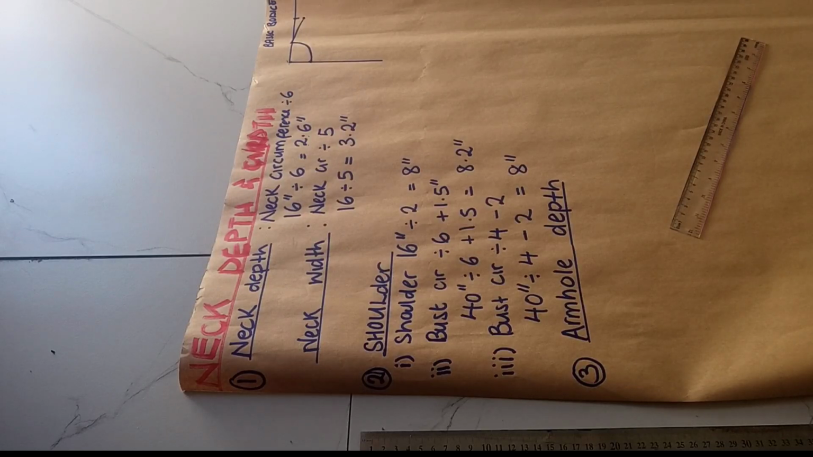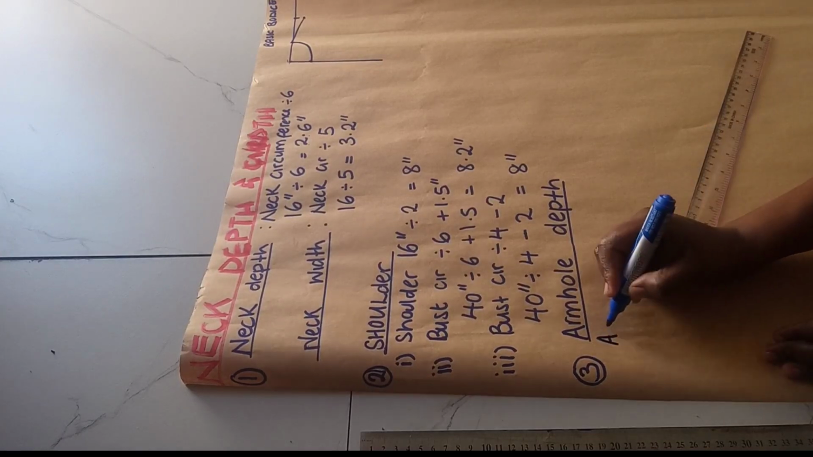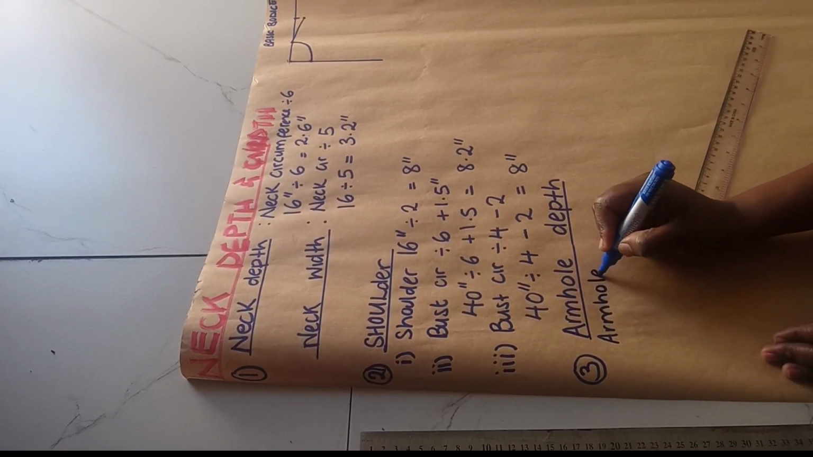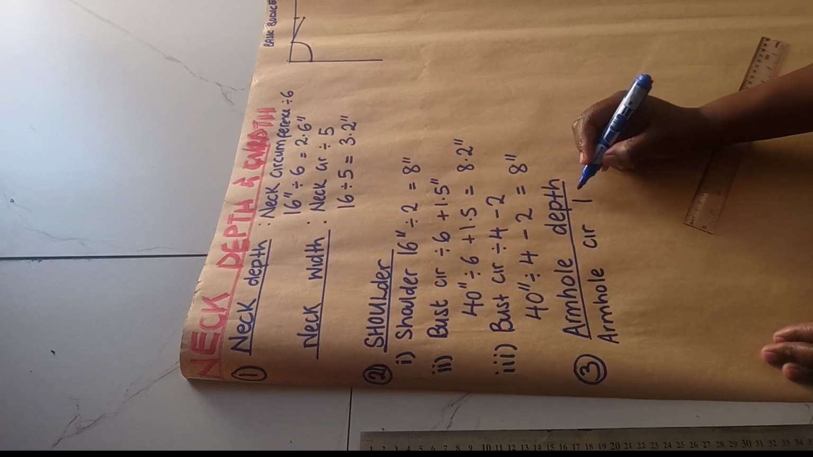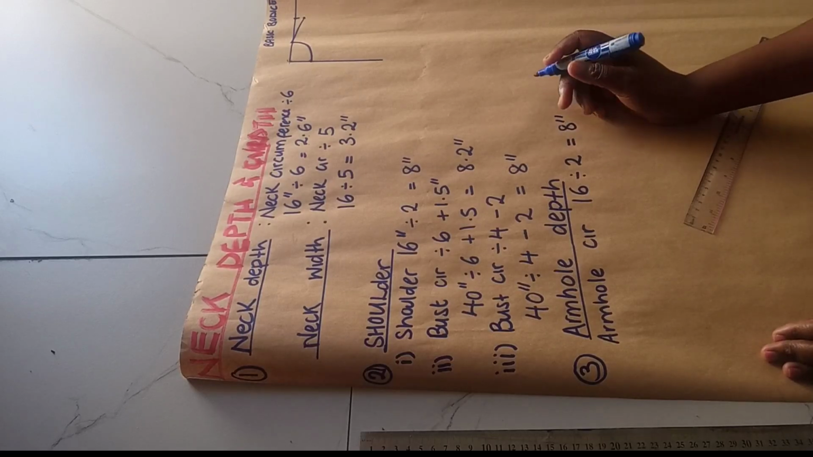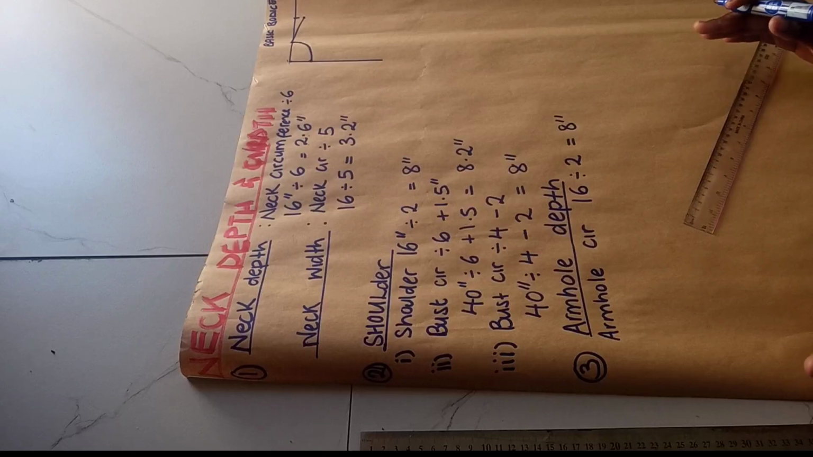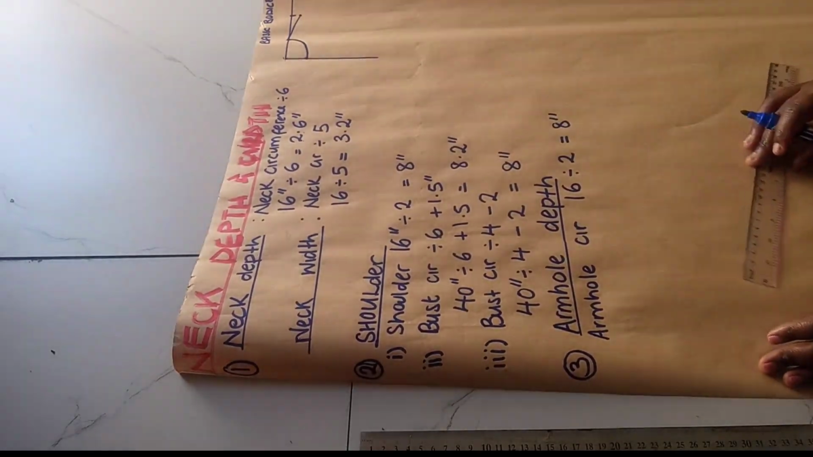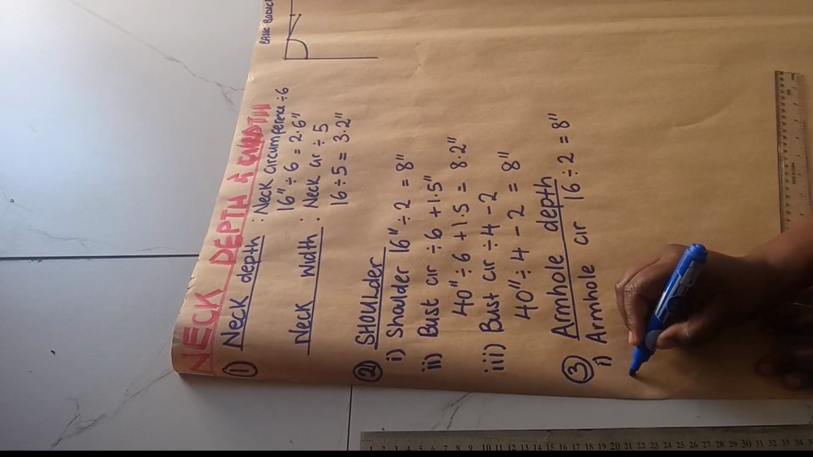So next we're going to look at how we can get the armhole depth. So the usual method is getting your armhole circumference, dividing it by 2. So my armhole circumference is 16 divided by 2, which is 8 inches. And mostly the shoulder and armhole depth are the same.